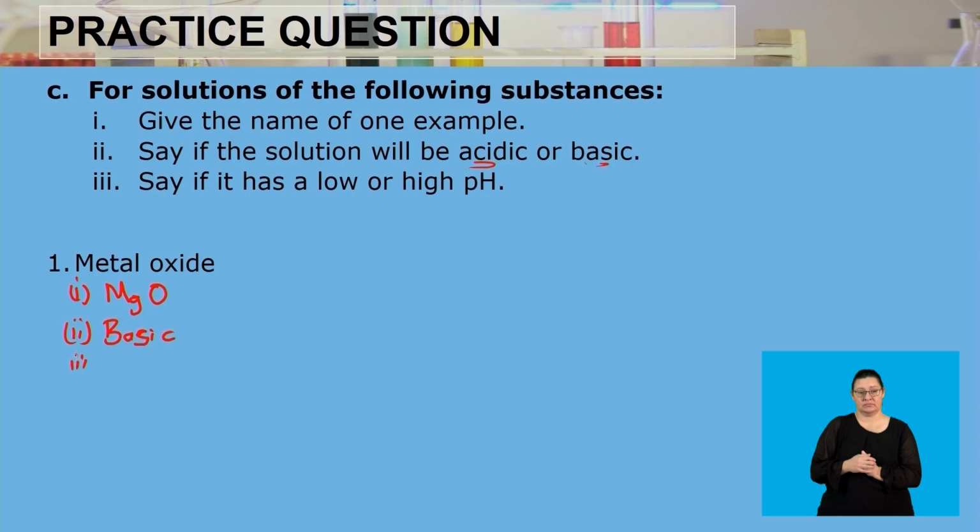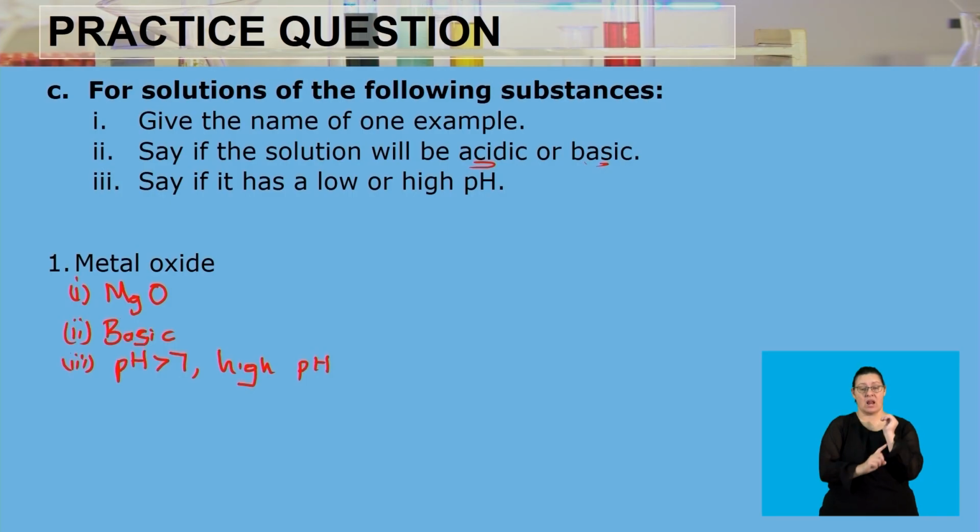And then number three, say if it is a low or high pH. Obviously, we do know once the pH is greater than 7, or rather, once the substance is basic, it has a high pH that is greater than 7. So we can say pH, small letter p, capital letter H, pH greater than 7, which means high pH.